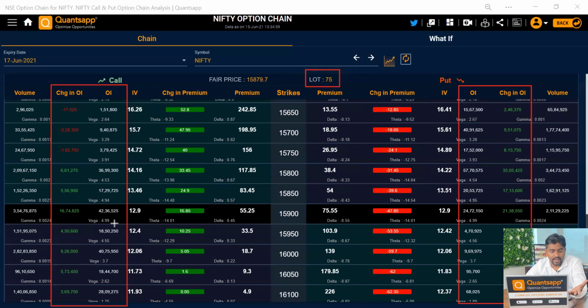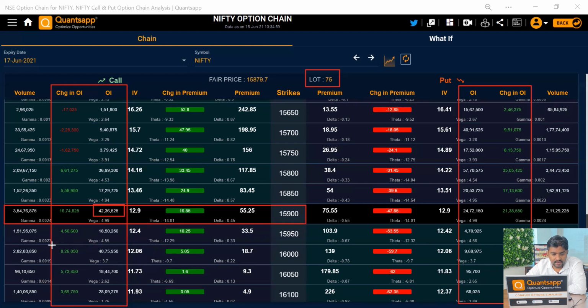So there could be n number of contracts that might have been traded for, let's say, this 15,900 call option. So we have multiplied that contract with 75 to get this value. So that is the OI. Okay. So it is in the quantity, not in the contracts. If you check the NSE website, there you will get it in contracts. So if you multiply that contract with 75, you will get this value. So the current OI for 15,900 is 42,36,525. Okay. So that is the current OI.